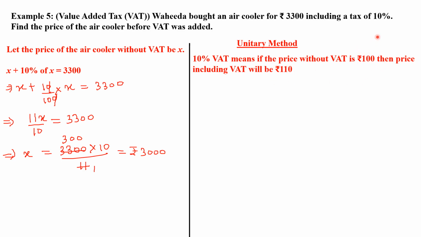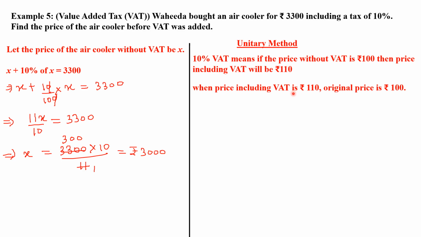Because 10% VAT means if price without VAT is 100 rupees, then the amount of VAT which is included in the item is 10 rupees. So the final price became 100 plus 10, which is 110 rupees. So now we are going to solve using unitary method. So I can write when price included VAT is 110 rupees, my original price is 100 rupees.